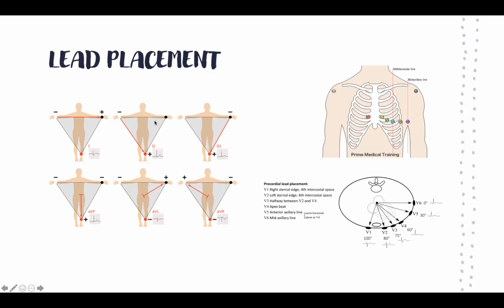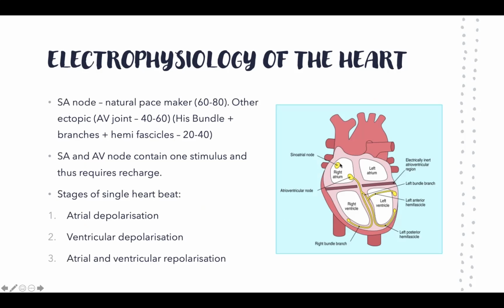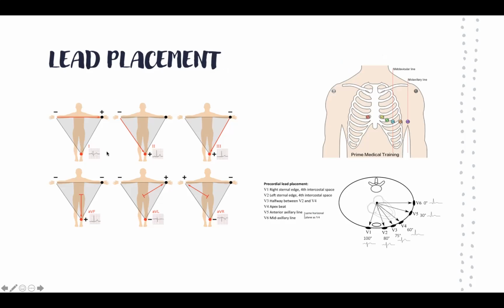Lead 2 is the most classic lead of the heart, because if we go backwards, we can see the signal goes from the right atrium to our AV node and passes down the bundle of His. And you can see that the angle and the vector it's conveying is very similar to the lead 2 placement.